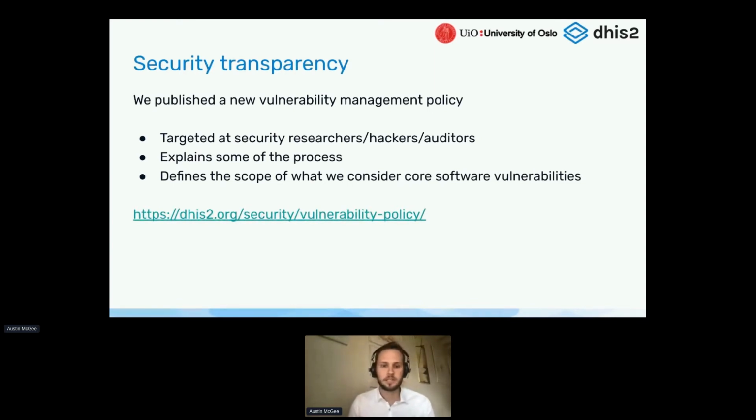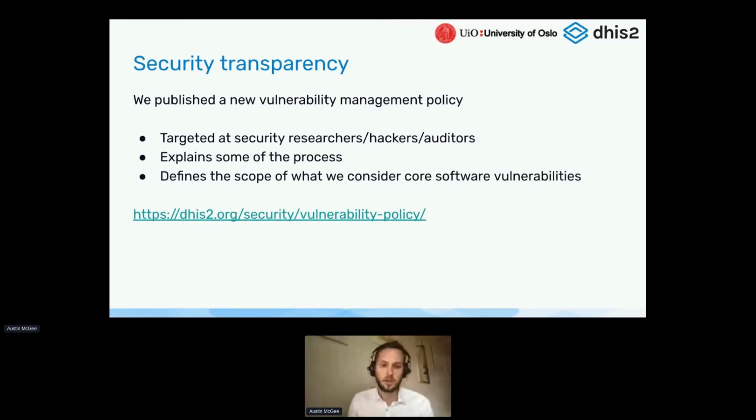It talks about what we consider in scope and out of scope for software vulnerabilities that are reported directly to the core team. For instance, if there's a misconfiguration of a particular DHIS2 instance, either a test instance that some researcher has created themselves or a country's specific instance, that is not something that the core team directly responds to. And we encourage the researchers or white hat hackers, if you will, to communicate with the person responsible for that particular DHIS2 instance, rather than communicating to the core team, who might not have any authority to make changes there.